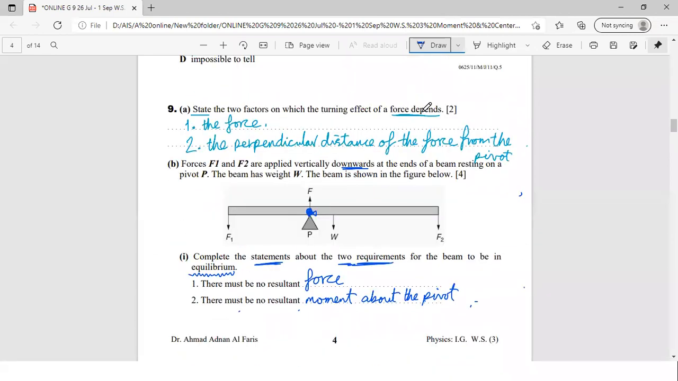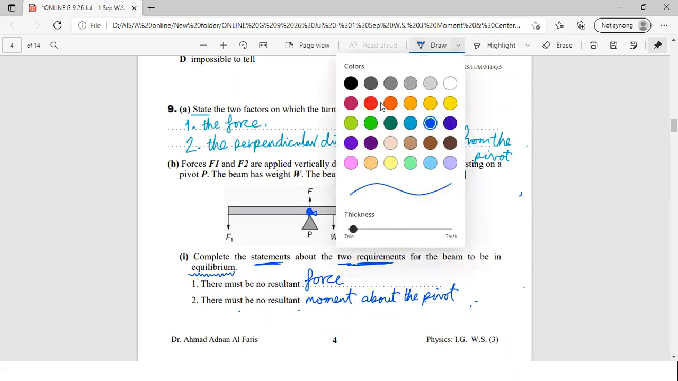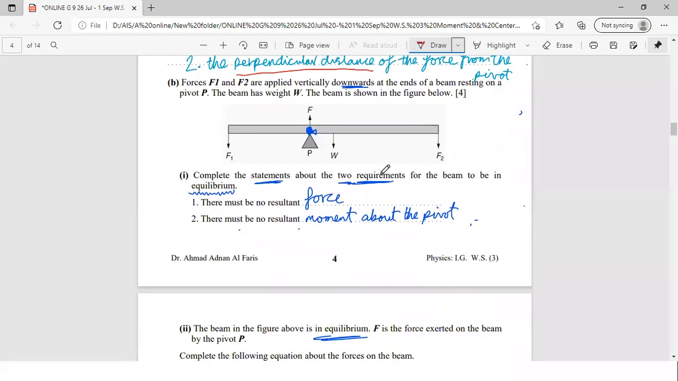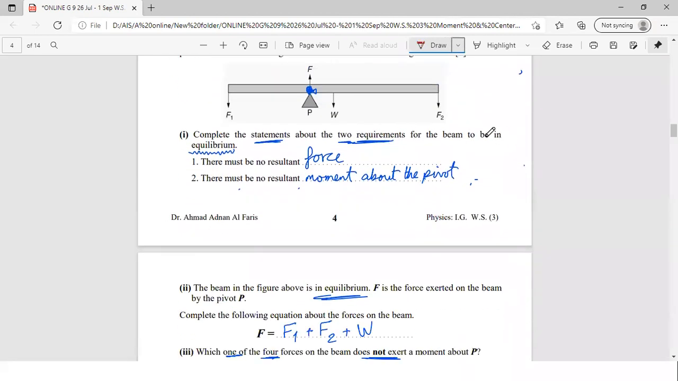مرة ثانية هيك revision له. What are the two factors that the moment depends on? The force and the perpendicular distance. We have to write perpendicular distance. Okay. And next, what are the two requirements to make in equilibrium? There must be no resultant moment and no resultant what? Force. Sometimes they write moment about the pivot, sometimes they write the word moment. احنا لازم ما نكون بخيلين ونكتب الجواب ايش؟ كامل.